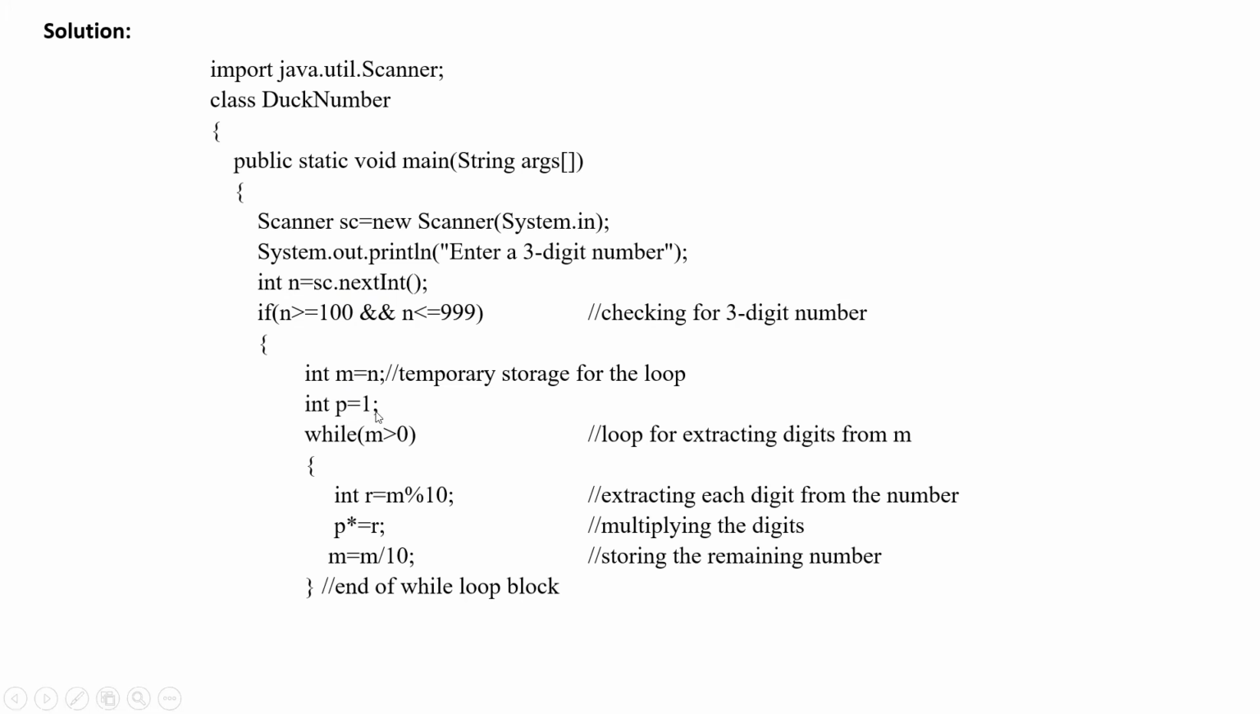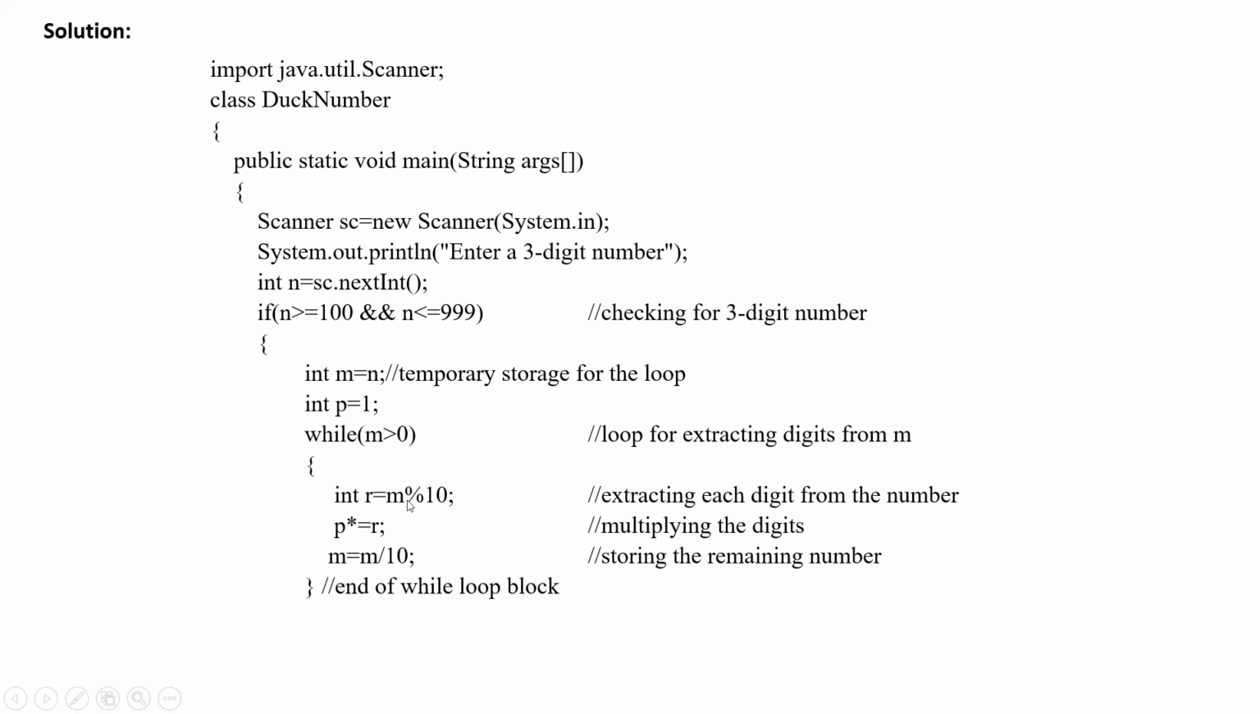Now why have you taken p? p is the product. We will go for the product of the digits of the number. Now if any of the digits comes 0, my product value will turn to 0. So we are doing a while loop, for extracting the digits from m, which is a temporary variable holding the value of n.